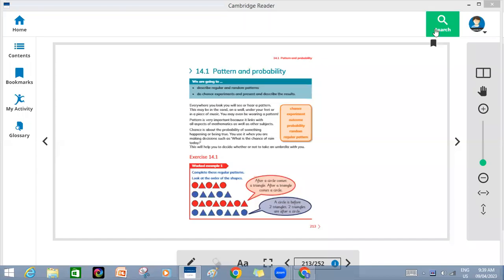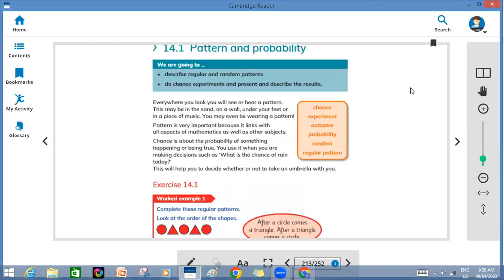Boys, today we have lesson 14.1. The name of the lesson is Pattern and Probability. In this lesson, we are going to describe regular and random patterns, and we are going to do experiments and present the results. Here are some vocabulary words that we are going to learn in this lesson: chance, experiment, outcome, probability, random, and regular pattern.